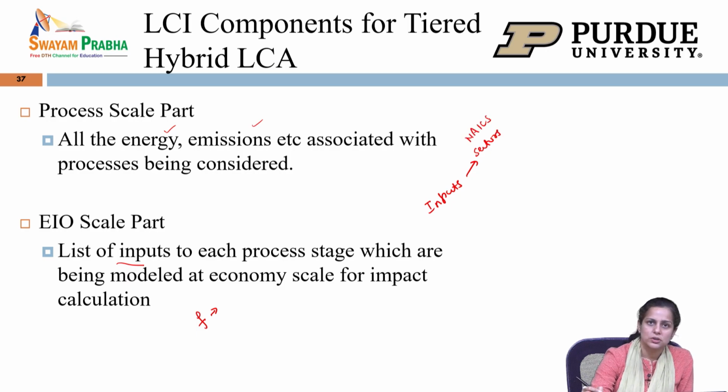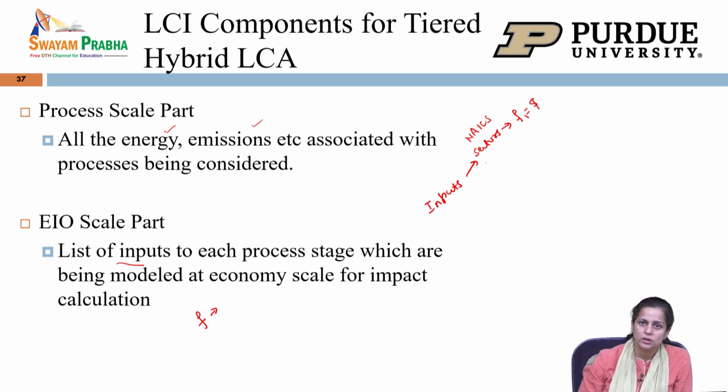classification, the North American Industrial Classification System, or the Indian classification system. We map the inputs to the sector, and then for each of that sector we can get the final demand in terms of dollars by using the price. Once you have that final demand in terms of dollars, you can use the Leontief model to get the impact.